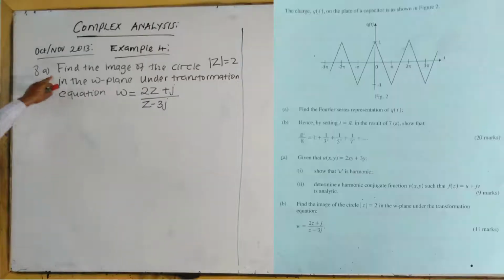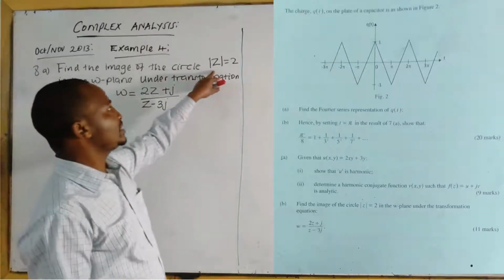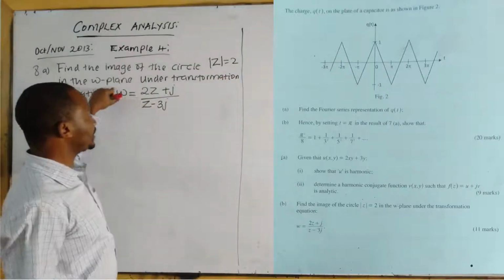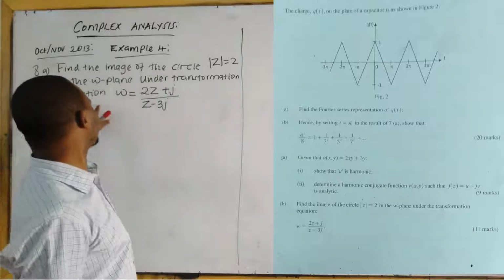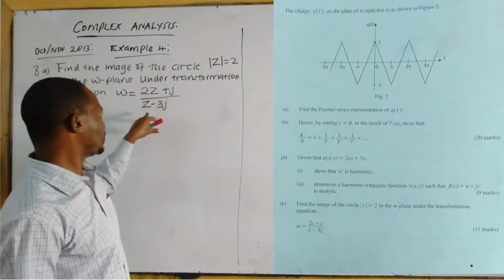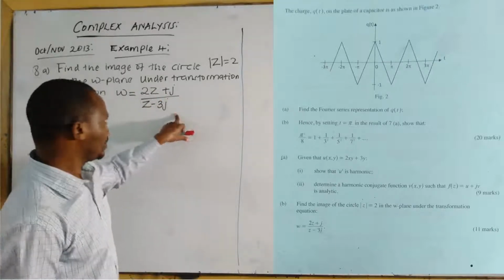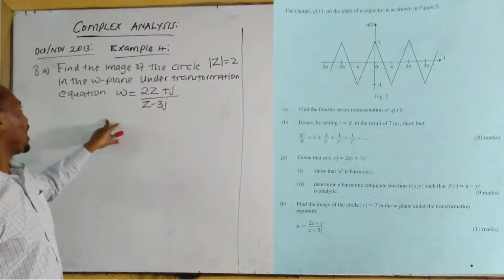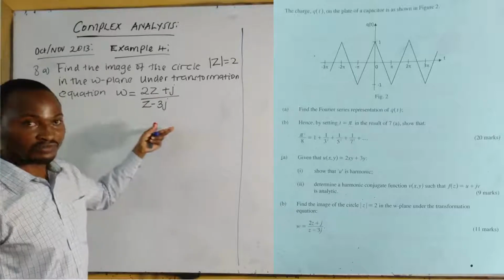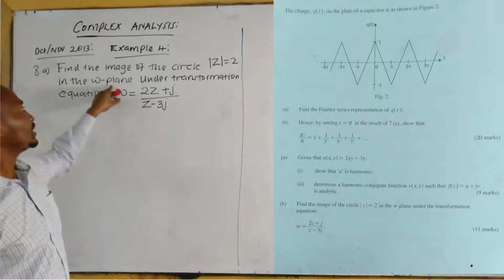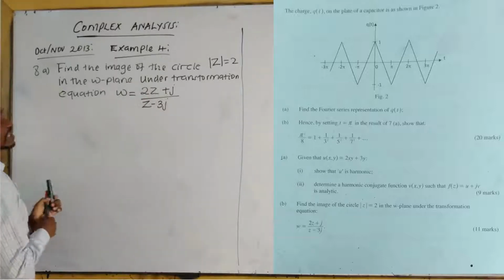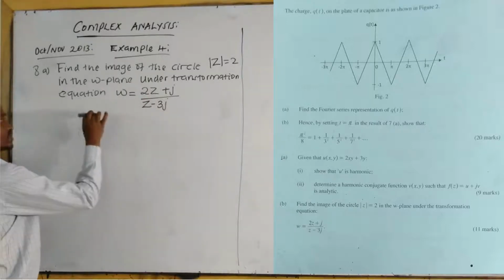To find the image of the circle |z| = 2 in the W plane under the transformation equation W = (2z + j)/(z - 3j). Of course, our circle right now is in the z plane, and we are supposed to transform it from the z plane to the W plane. So let us see how we can go about this.